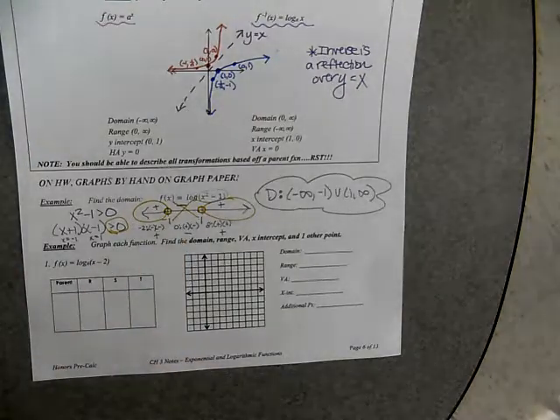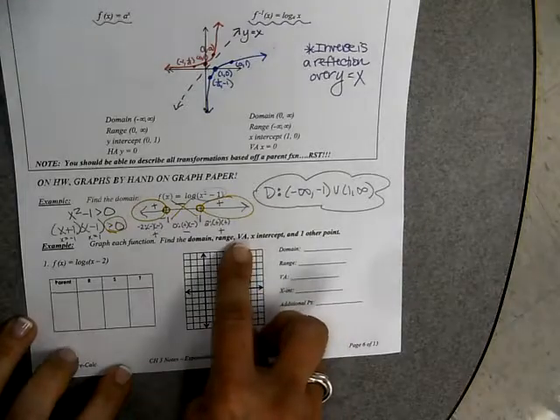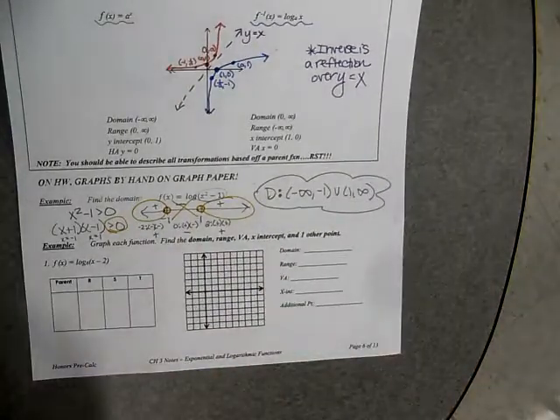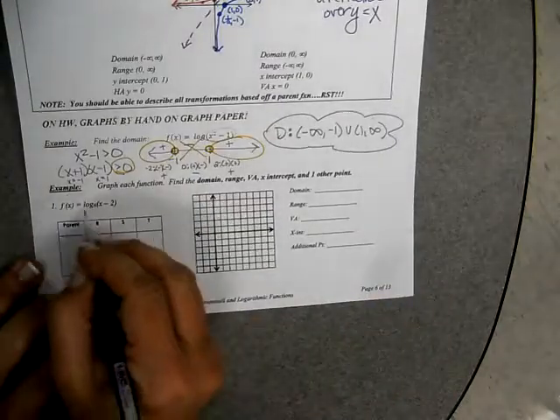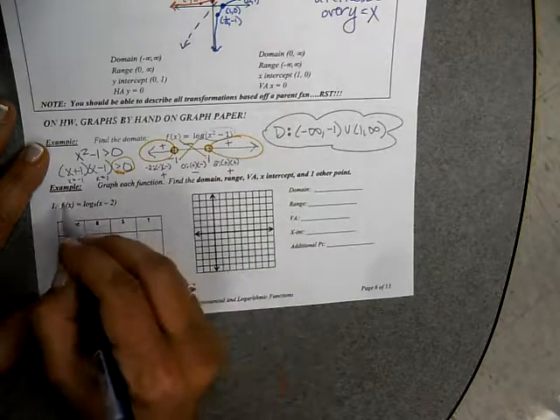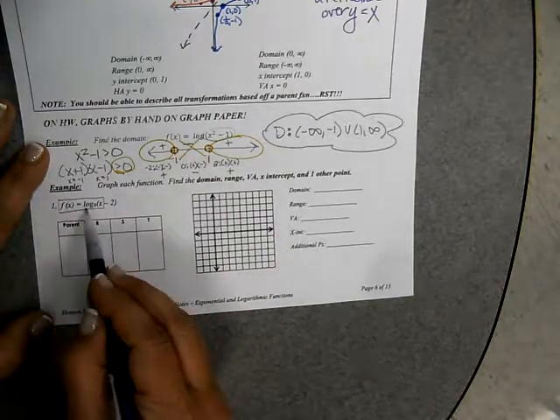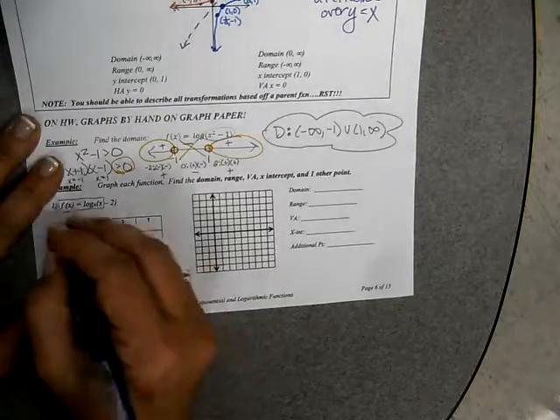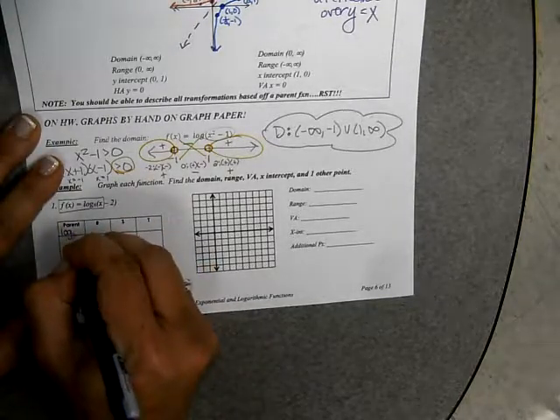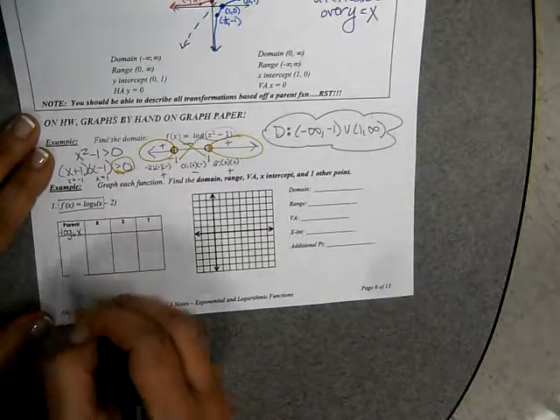So now let's get into the graphing part. Let's graph each function. Let's find the domain, the range, our vertical asymptote, our x-intercept, and then another point that we can get from the table. So if we have f of x equals log base 6 of x minus 2, again, our basic log function that we're going to graph is just f of x equals log base 6 of x. So my parent, I'm going to put log base 6 of x. Now I want you to think about what really this means.